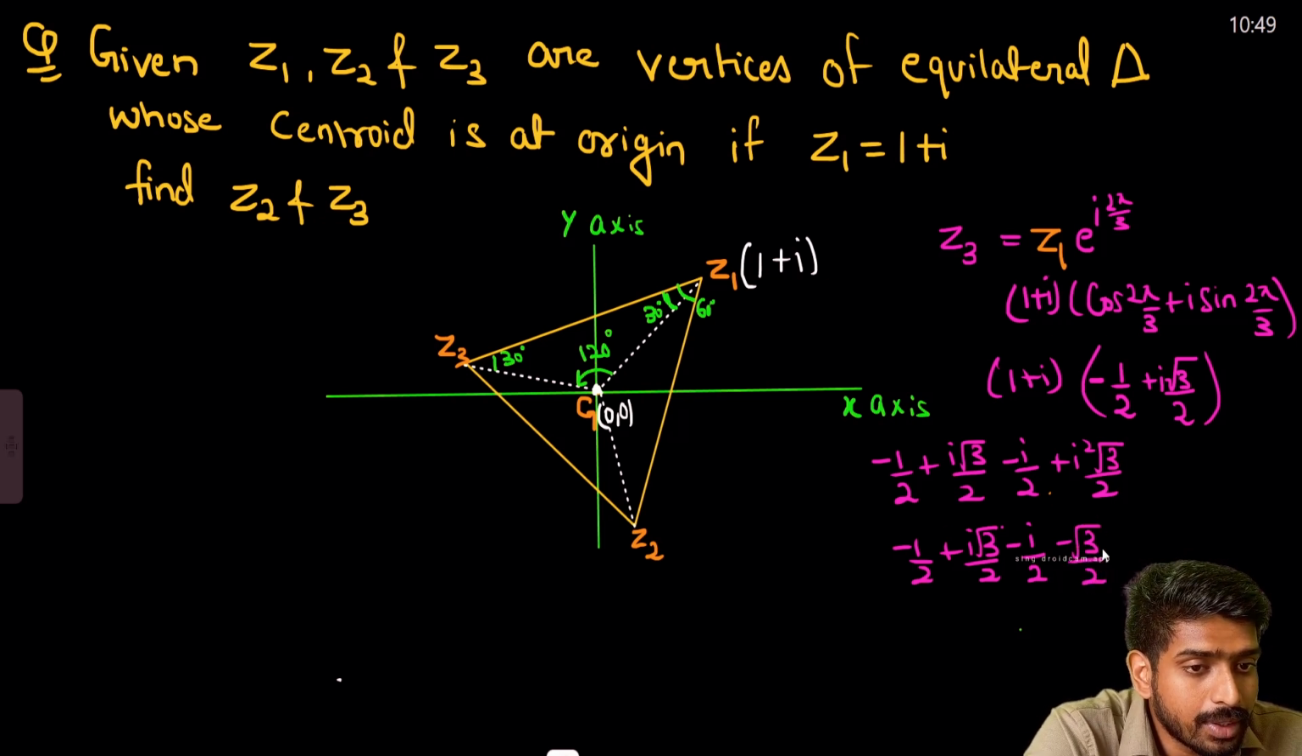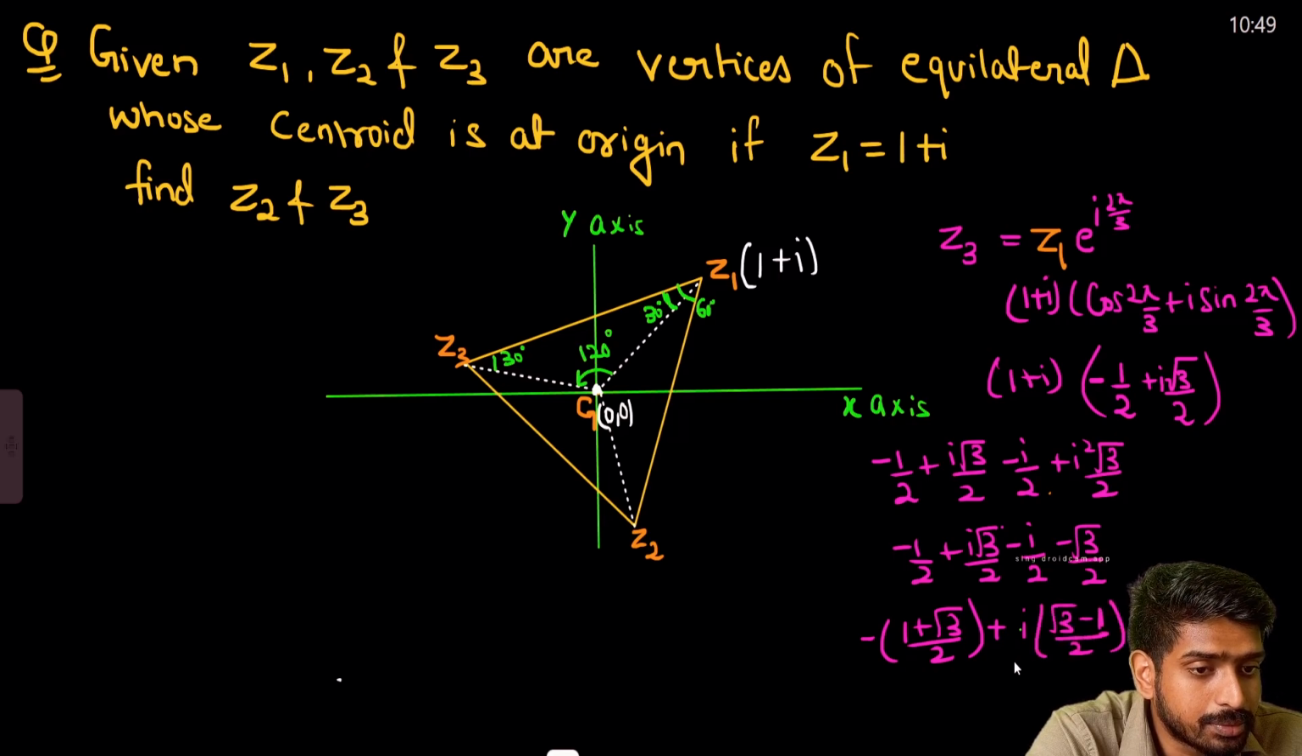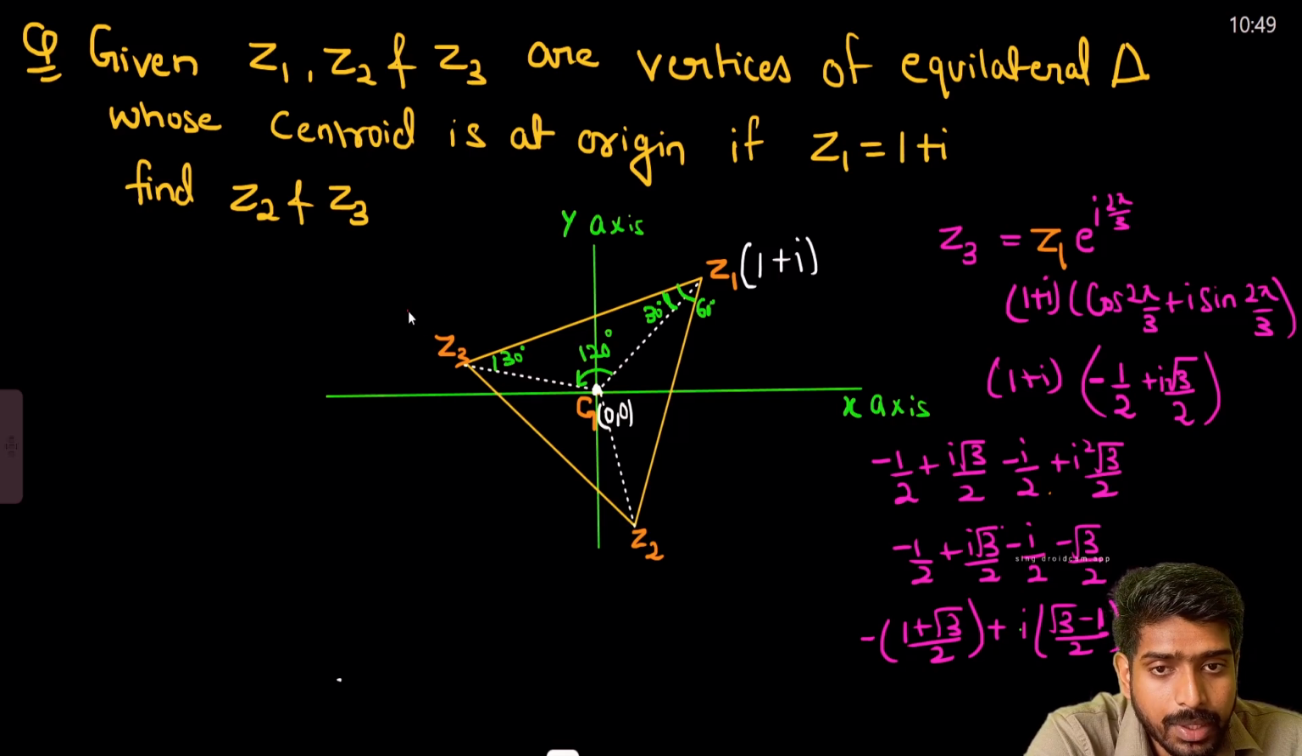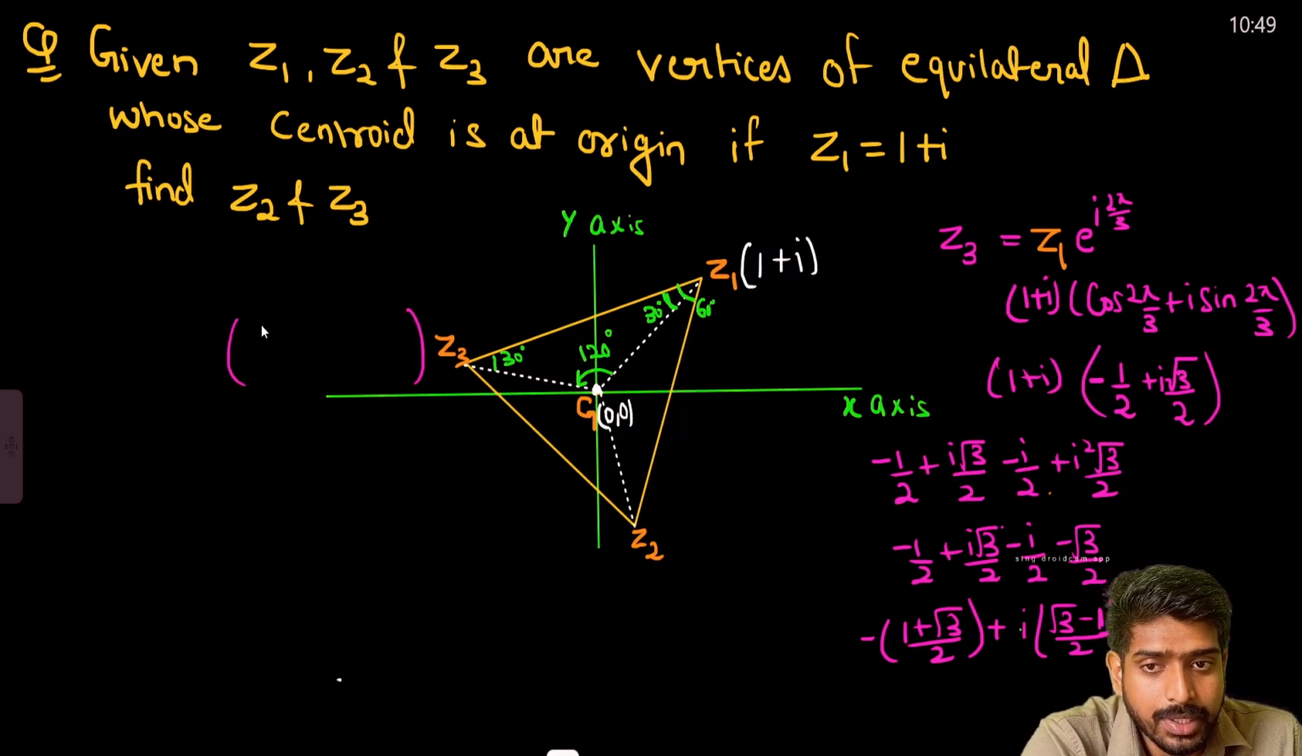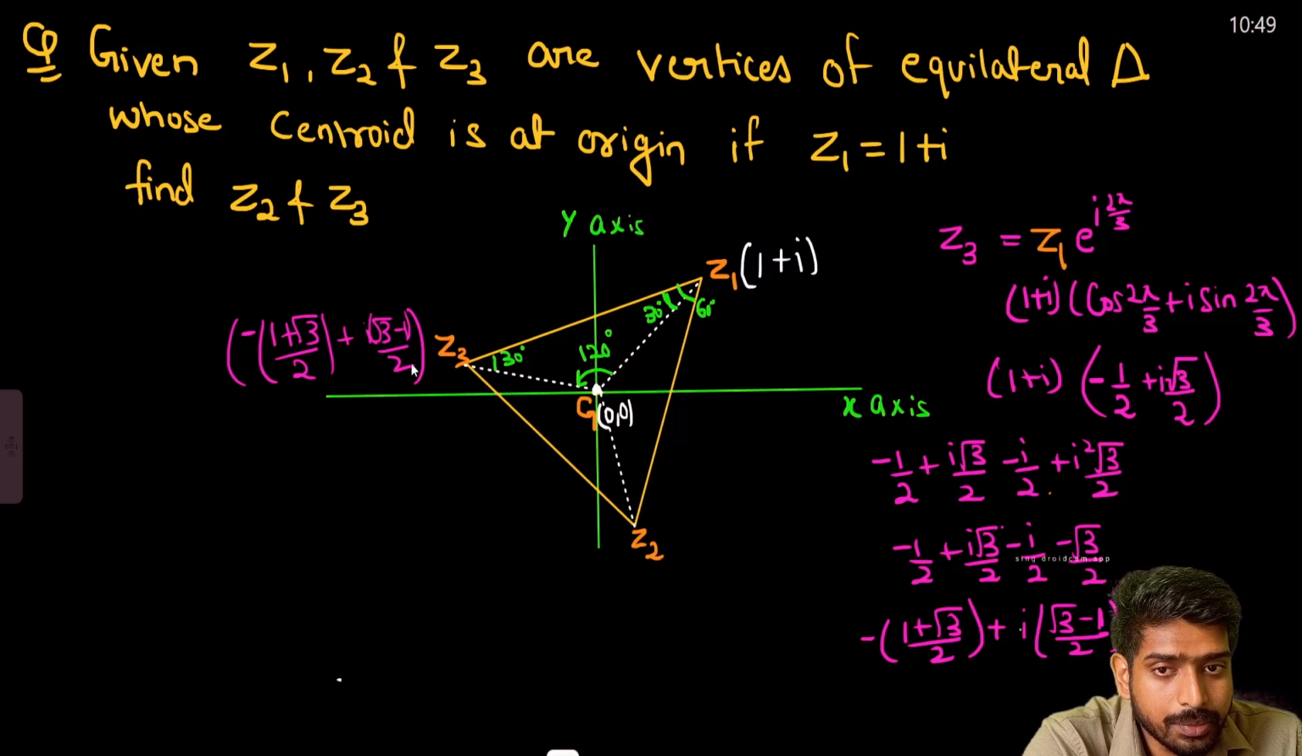So here we can separate the real parts and imaginary parts. We'll write this as minus 1 plus root 3 by 2, taking minus 1 common from the real terms, and from the remaining two terms I'll take iota common, so plus iota root 3 minus 1 by 2. This is the complex number Z3. So our complex number Z3 is minus 1 plus root 3 by 2 plus iota root 3 minus 1 by 2.